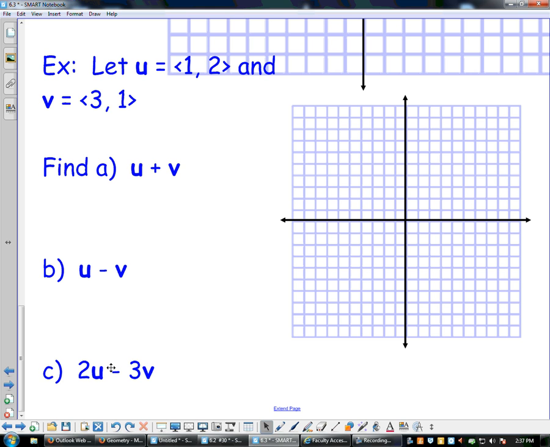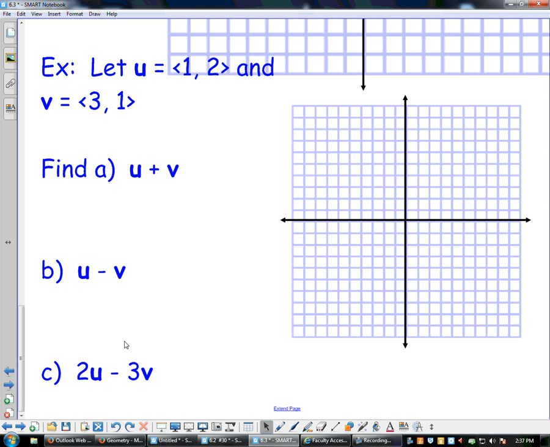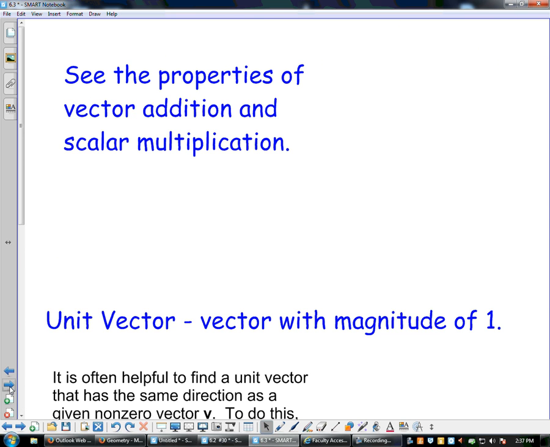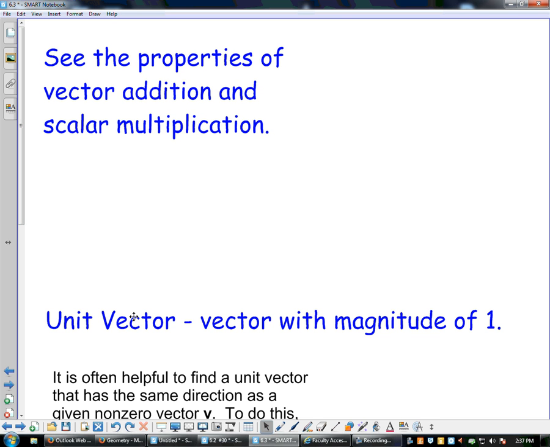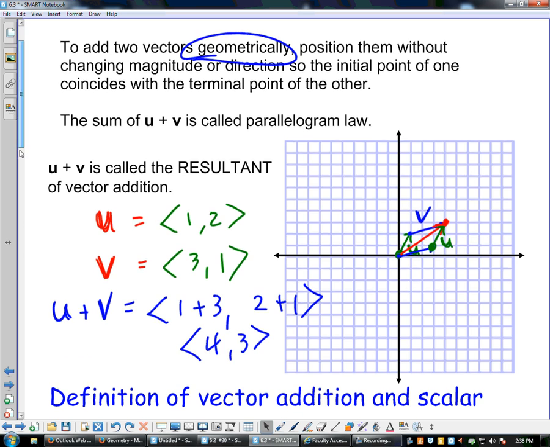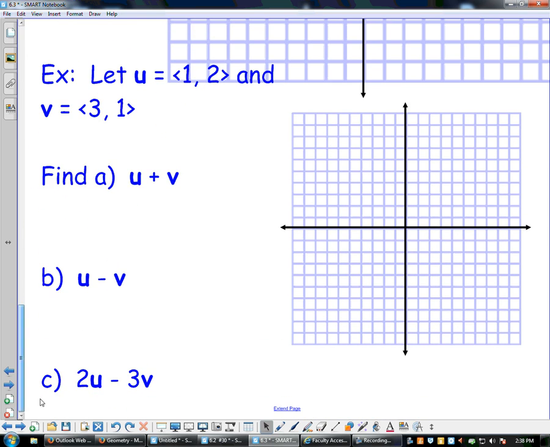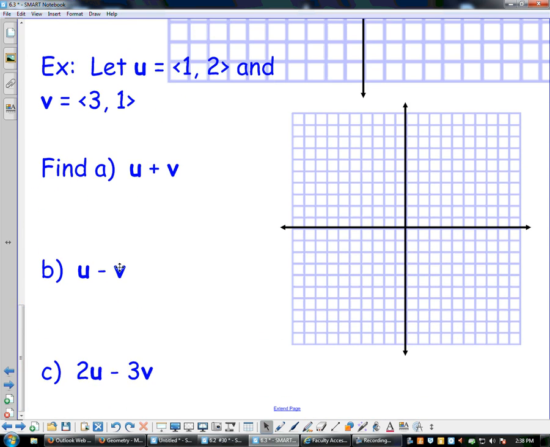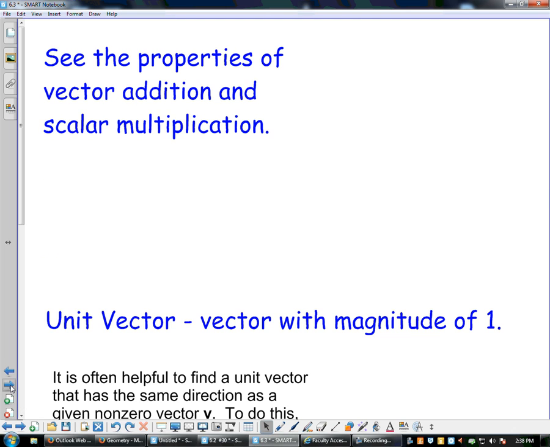You're going to do the 2u minus 3v on your own. You're going to do that geometrically and algebraically. I'm going to let you do that. We know how to graph it. That's what we just did, right? Graph it the same way as just the minus. You're still going to do this geometrically. You're going to do 2u and 3v from the same initial point, and then take from the terminal point, right? I'm going to let you do that one. I want to see that you can do that.